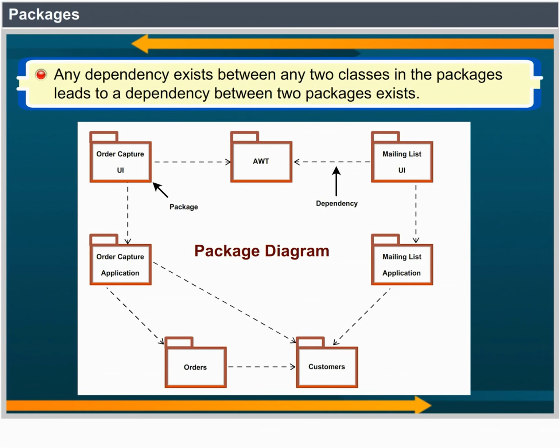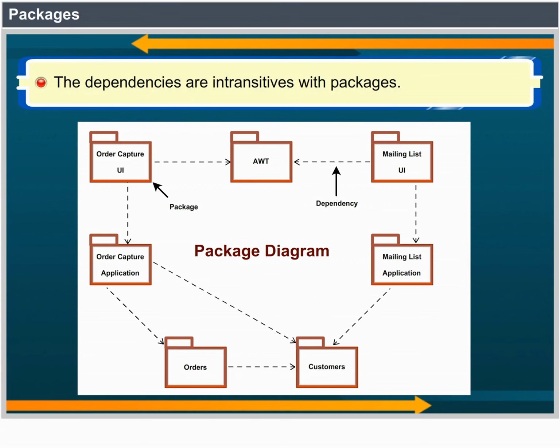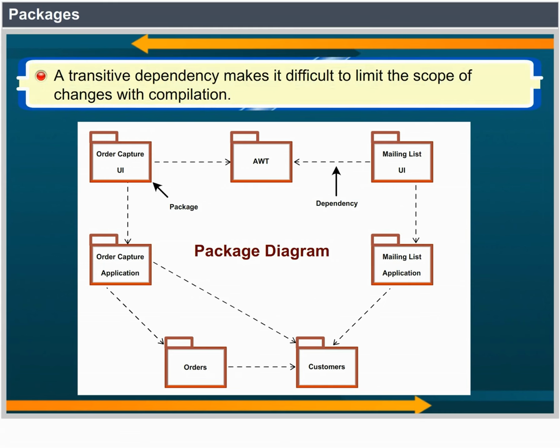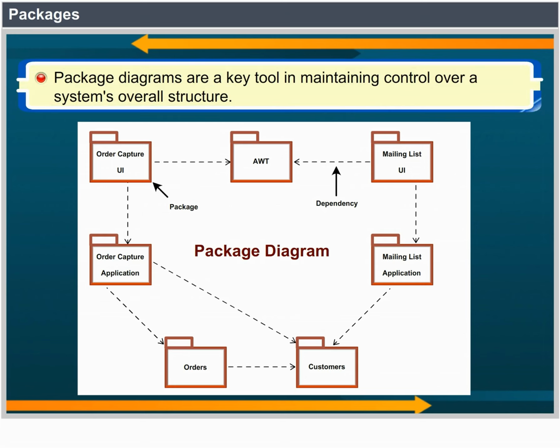If any dependency exists between any two classes in the packages, it leads to a dependency between the two packages. The dependencies are intransitive with packages. A transitive dependency makes it difficult to limit the scope of changes with the compilation. Package diagrams are a key tool in maintaining control over a system's overall structure.